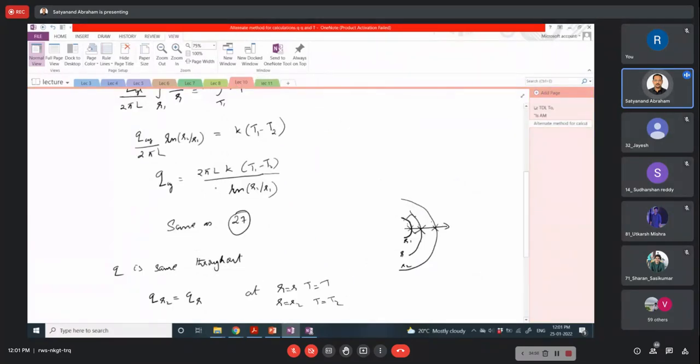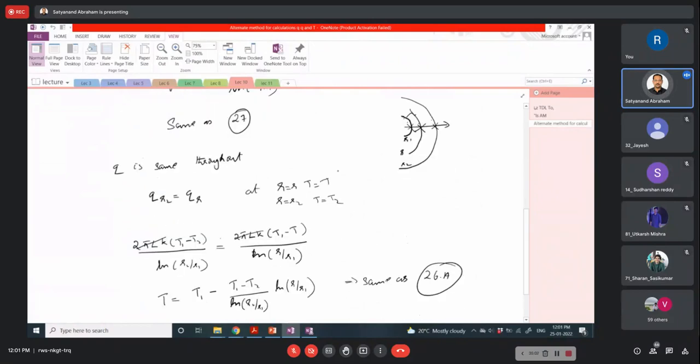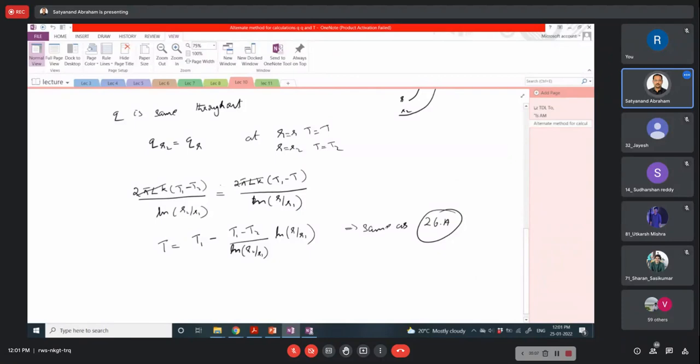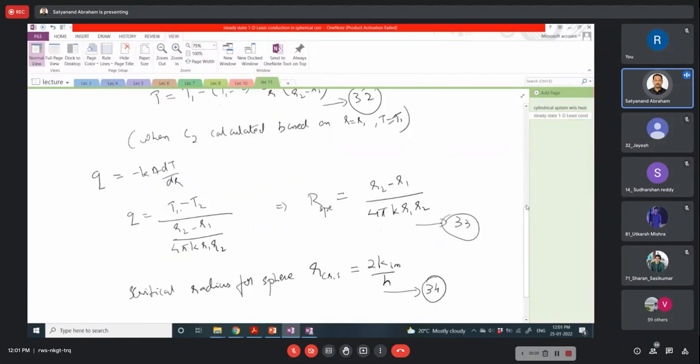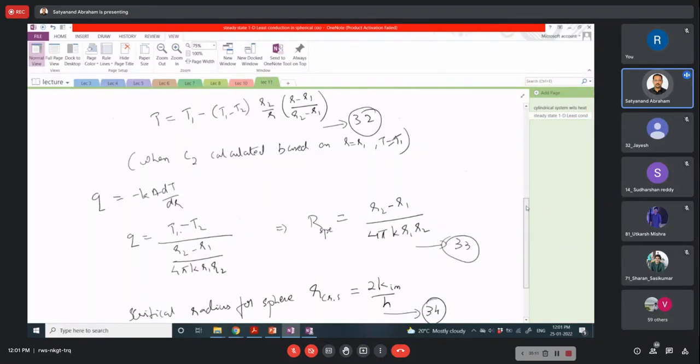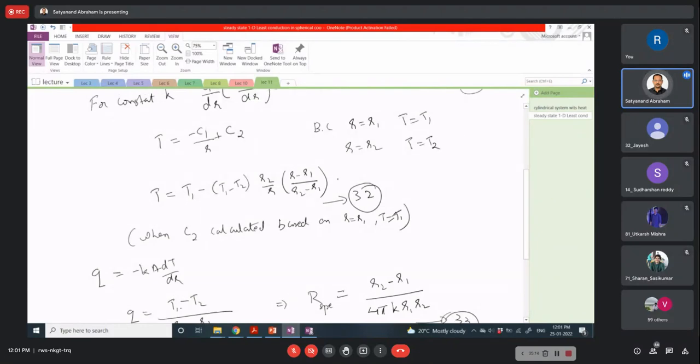Then again, in heat conduction the heat is the same throughout. With that concept, you will be able to get the temperature variation also. So that method you can use too. I think this method is used in the textbook, but I am not sure whether the temperature variations are given. Anyway, this is a method in which you can find the temperature variation as well as the heat flux in a spherical system.